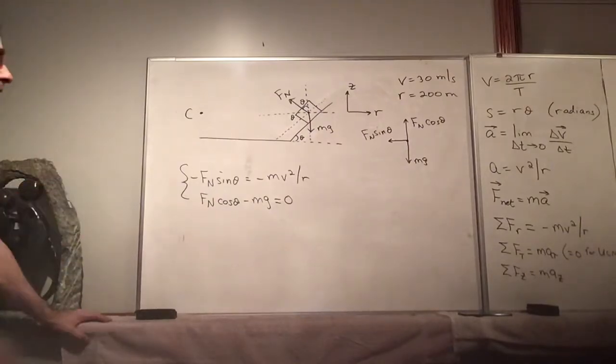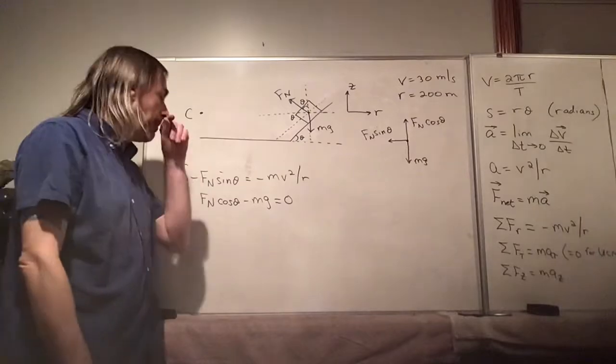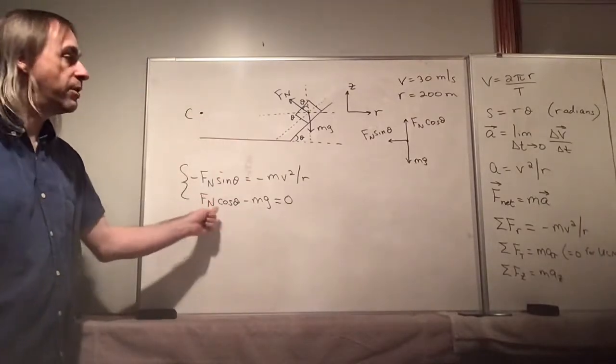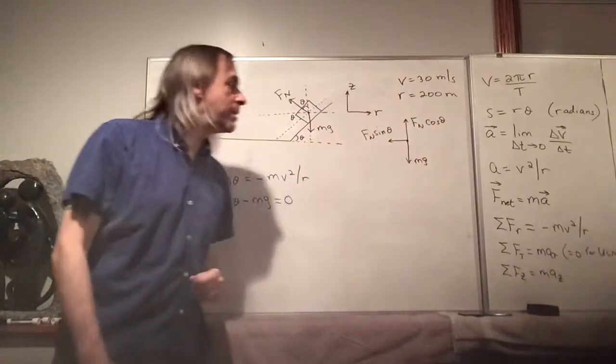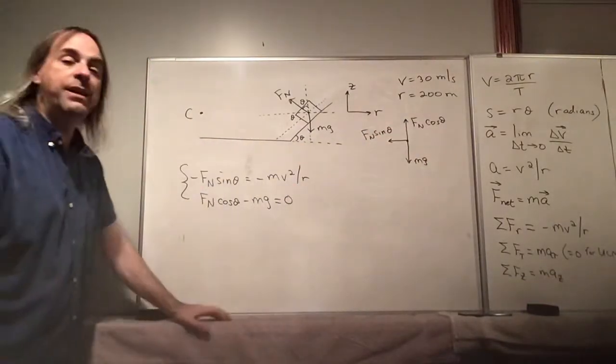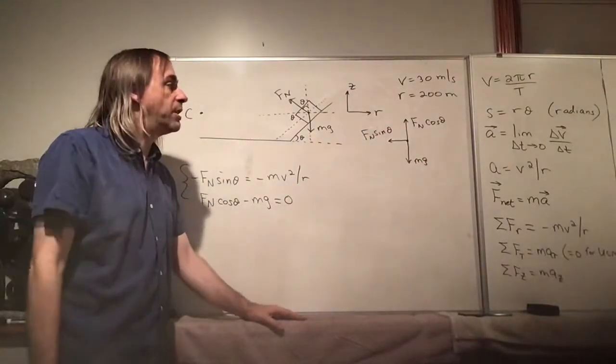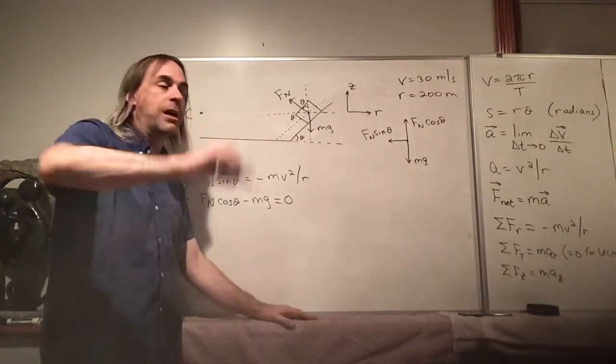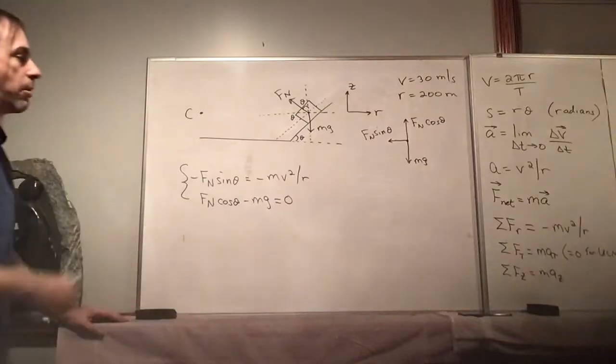Like here, the net force in the z direction is Fn cosine of theta minus mg. And again, the acceleration in the z direction is 0. The z direction is vertical. The car isn't moving up or down vertically. It's just going around in a circle.